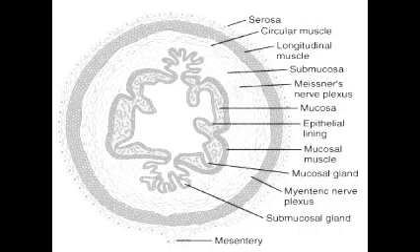This is the second diagram. That means serosa, circular muscle, longitudinal muscle, submucosa, Meissner's nerve plexus, mucosa, epithelial lining, mucosal muscle, mucosal gland, mesenteric nerve plexus, submucosal gland, mesentery.